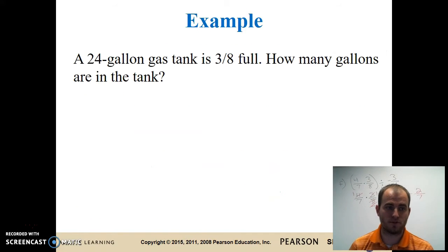So why don't you try number 7? It says a 24-gallon gas tank is 3/4 of the way full. How many gallons are in the tank? All right, so try that one and bring that one into class.